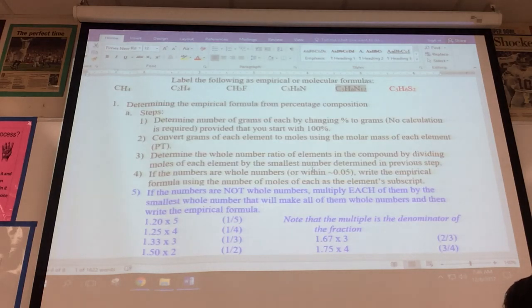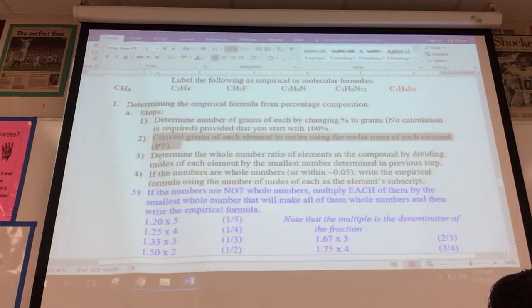So to determine the empirical formula from the percent comp, the first thing you need to do is literally just change percent to grams. There's no calculation involved. If they give you the percents and they all add up to 100, you just change percent to grams. No calculation. Then you're going to convert grams of each element to moles using the periodic table and molar mass. That's why it was important that we assessed whether you could do a simple mass to mole conversion. And you felt very comfortable with that. I don't foresee any difficulty in step 2.